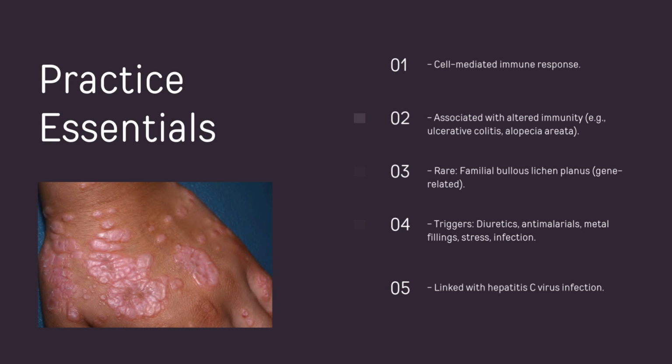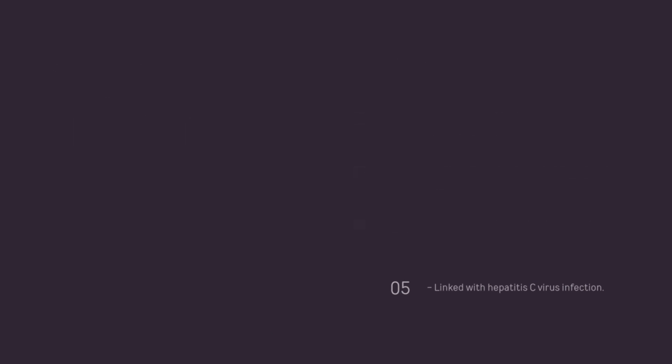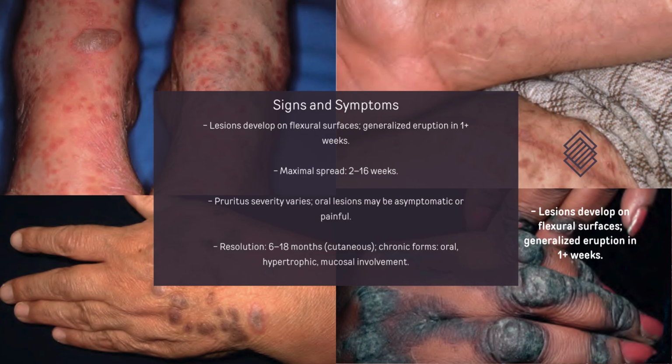At its core, lichen planus involves an immune response gone awry. It's linked to altered immunity, seen in conditions like ulcerative colitis and alopecia areata. Rarely, there's a genetic twist, as in familial bullous lichen planus. Triggers can range from medications, diuretics, antimalarials, metal dental fillings, stress, to hepatitis C virus infection. Think of it as a condition that doesn't just show up, it brings a host of factors to the table.